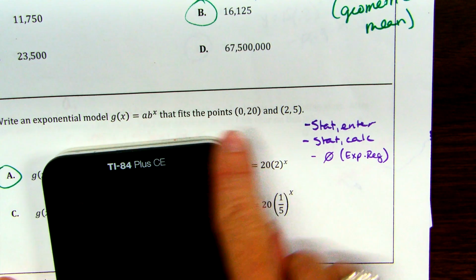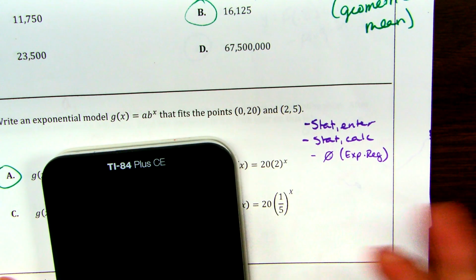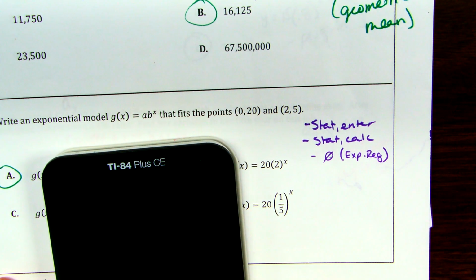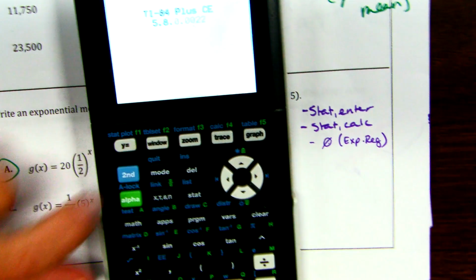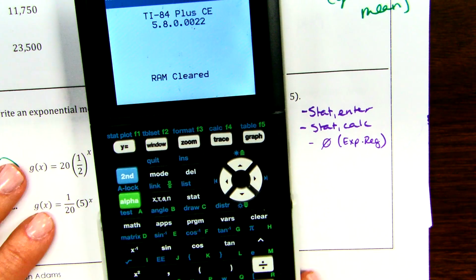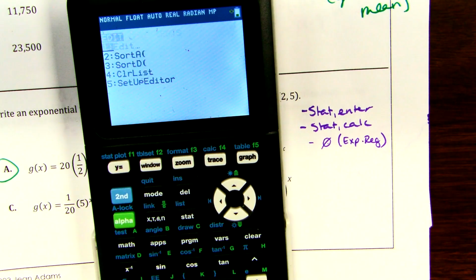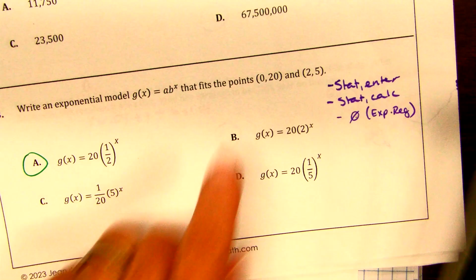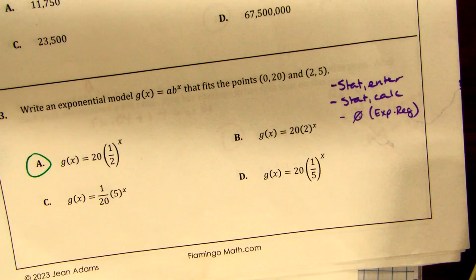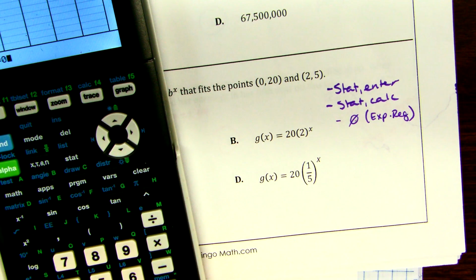Exponential model, given 2 points, that's using the stat function on your calculator. Okay, so you will always clear your RAM, go to stat, enter, and put in your lists. Pretty short list, right? We have 2 x values, 2 y values. You have to know how to put these in your calculator.